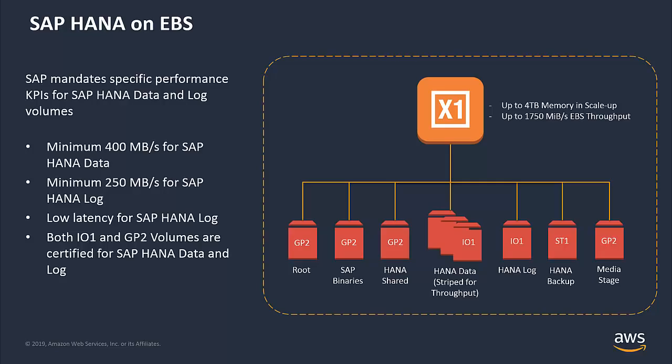Infor's original architecture used GP2 volumes for both full and partial backups. However, they found they could achieve higher throughput by moving to ST1 volumes. This reduced their backup window by 30% and also led to significant cost savings.